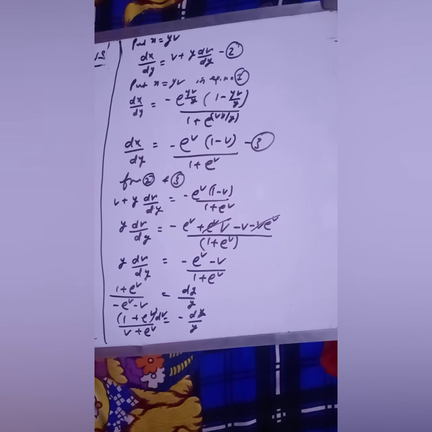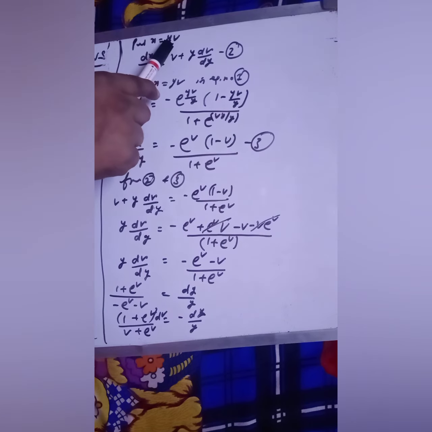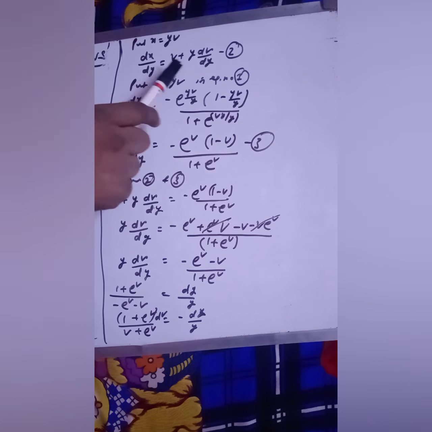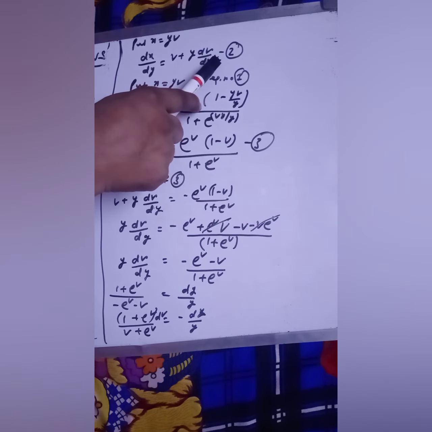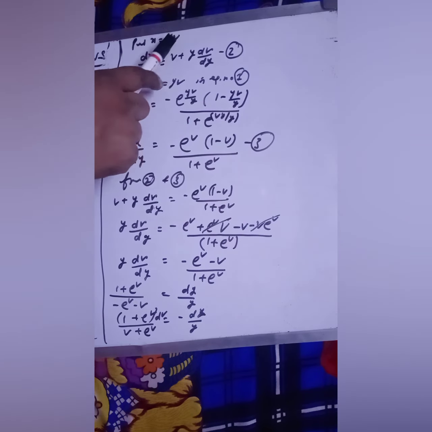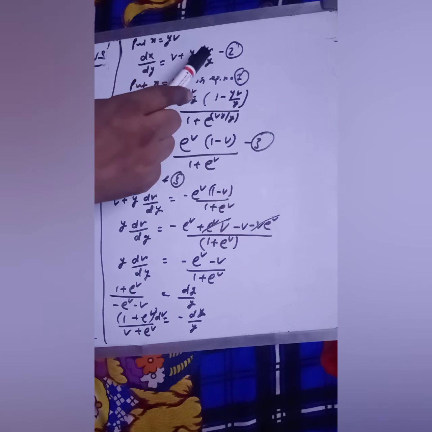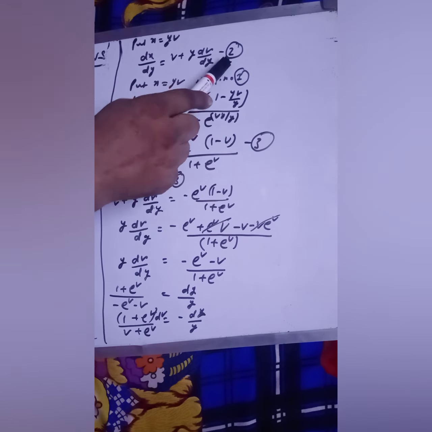So here it is. So here children, again you have to put x equals to y into v, because your equation was dx by dy. So you will put this in, and differentiate with respect to y, and you will get equation 2. So the same product rule applies: v will remain the same, the derivative of y will be 1, plus y will remain the same and the derivative of v will be dv by dy. That is equation number 2.